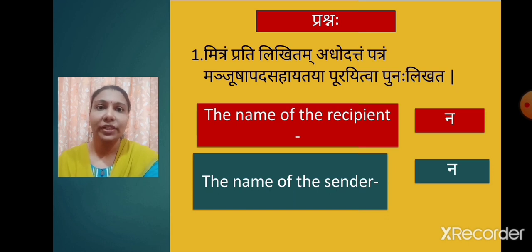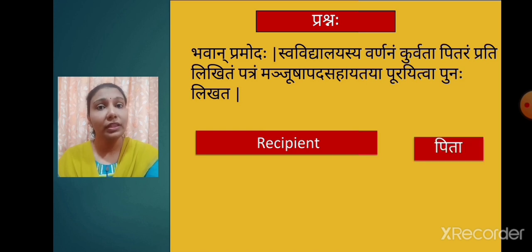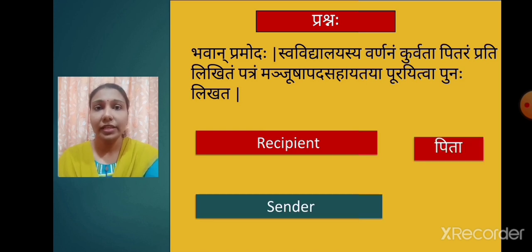Let's see one more example. Here is one more question. Bhavan Pramodah Swavidyalayasya Varnanam Kurvata Pitaram Prati Likhitam Patram Manjushapada Sahayataya Purayitva Punah Likhata. You have to assume yourself as Pramod and complete the letter which is written to your father describing your school. When we read the question, we come to know that the recipient of this letter is Pita, that is father, and the sender is Putraha, that is the son.